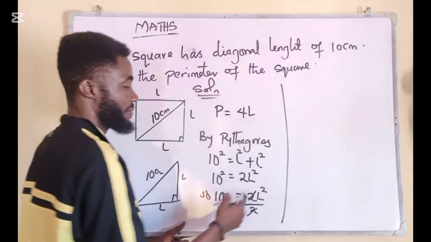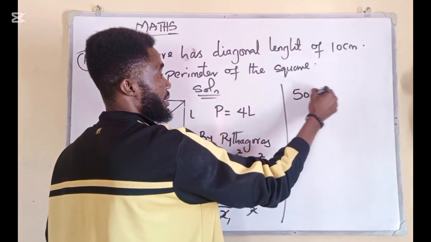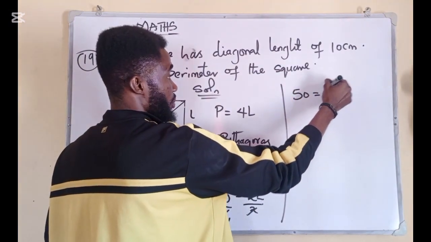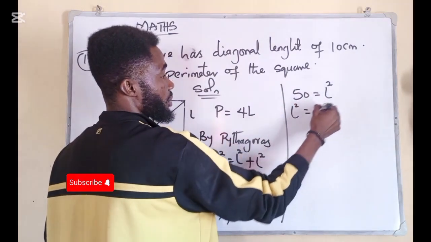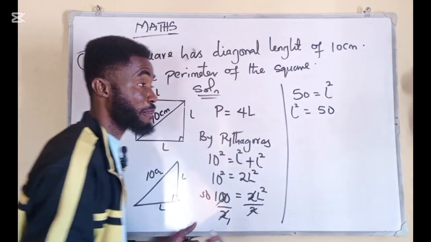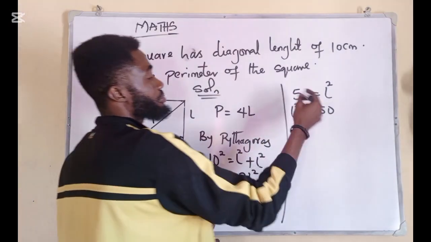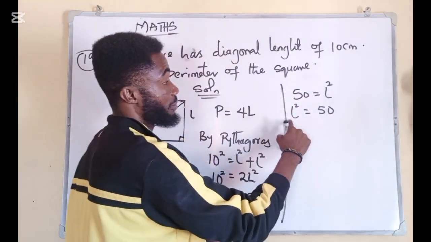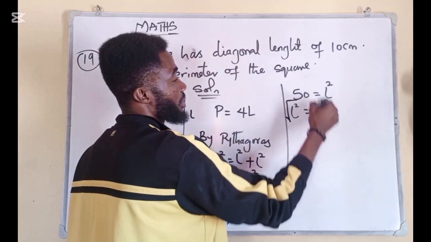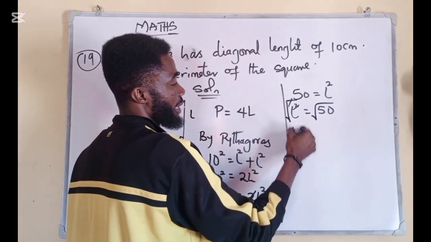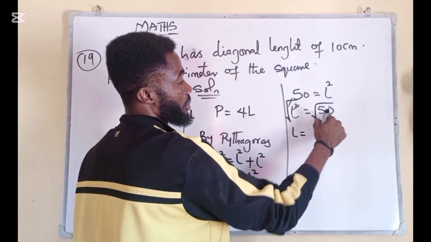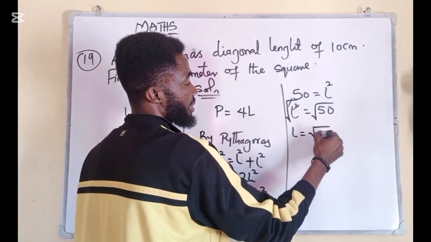So guys, next I have 50 here. Here I have 50 is equal to L square, which can be written as L square is equal to 50. Are we good to go? So now I need to get the value of my length L. So I have to take the square root of both sides. This will cancel this. My L, which is length, is equal to the square root of 50.